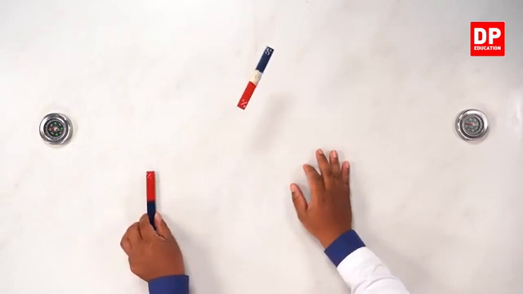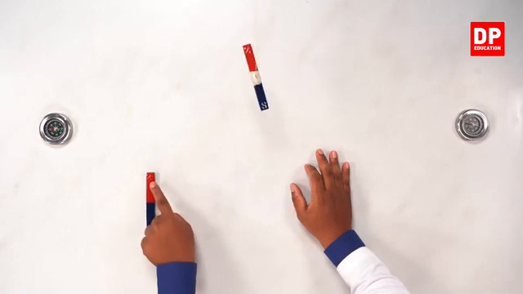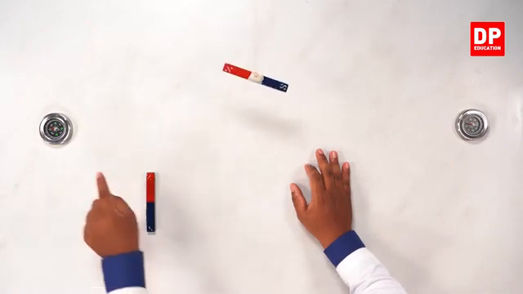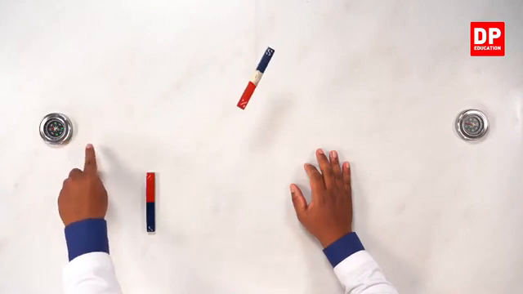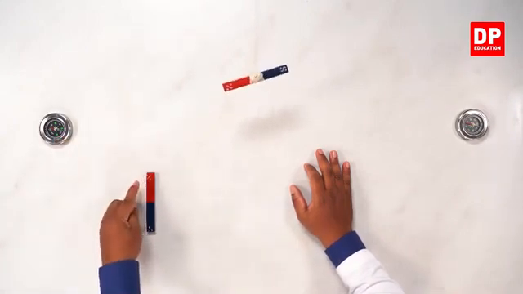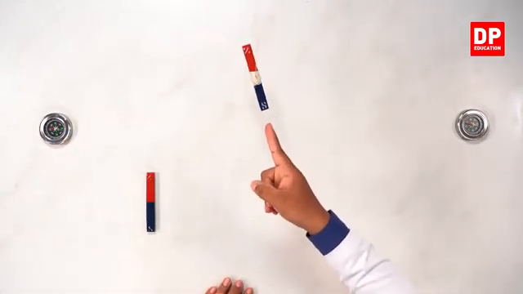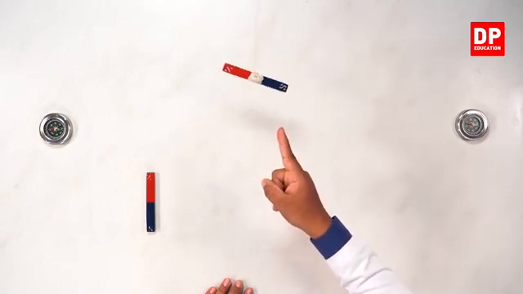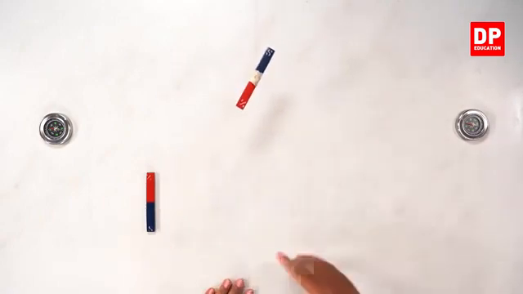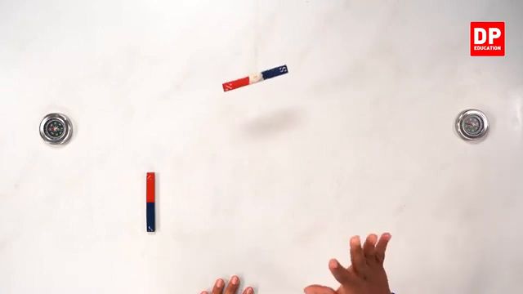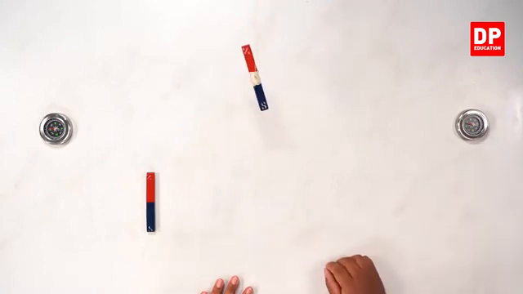So I am going to place it this way, right? I am facing the north pole like this, and you can observe that the south pole is attracted towards the north one, and in this magnet also the south pole would attract towards the north pole. So we'll wait until the rotation finishes.